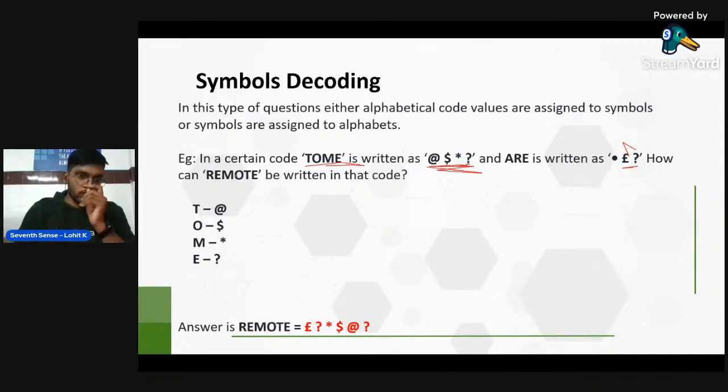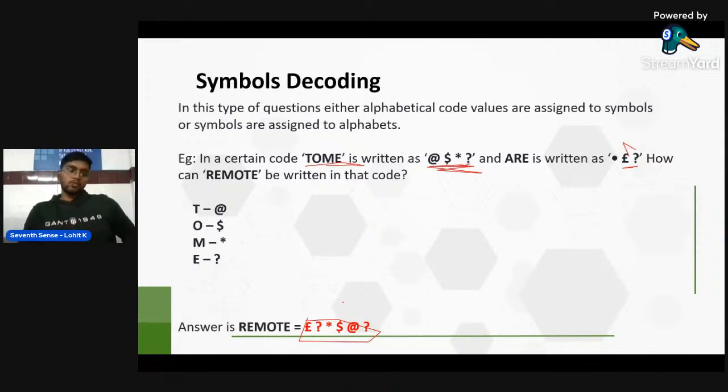Now for remote, what is the answer? What is R here? R is this currency symbol. What is E here? E is nothing but the question mark. What is M here? That is star. What is O here? O is dollar. T is at the rate, and E is again question mark. So the answer will be this. So you have to solve symbol questions like this. You have to compare the symbols of each letter and then calculate the answers.